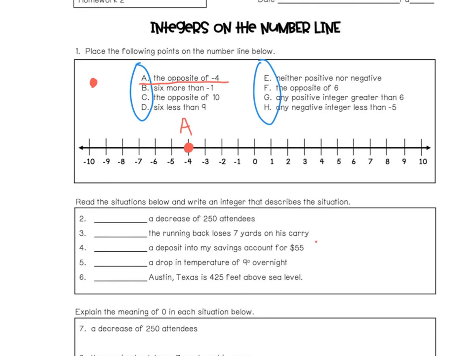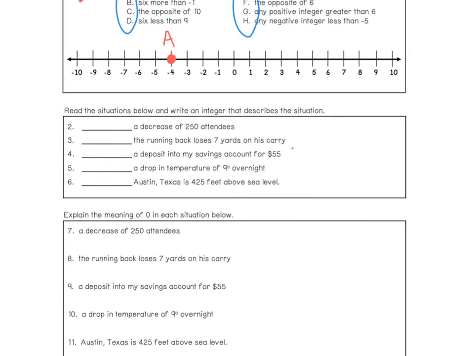On the second, third, fourth, fifth, and sixth question, there should be a text box for you to type in the answer to your question. So read the situations below and write an integer that describes the situation. So for number 2, a decrease of 250 attendees, you're going to type in negative 250 to that text box.